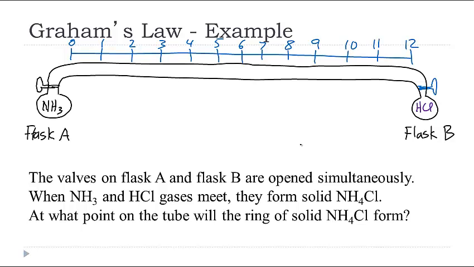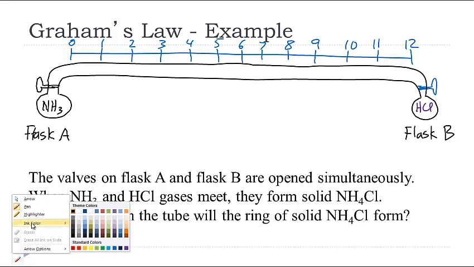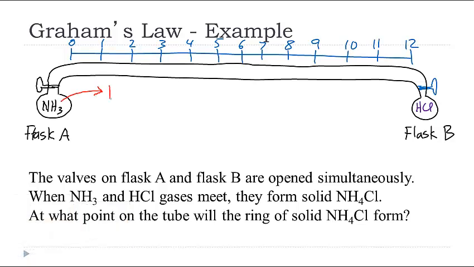Which one of these two gases is going to diffuse faster? We have 17 grams per mole versus 36.5 grams per mole. So ammonia is going to diffuse faster. So ammonia is going to move past 6, and they're going to meet up somewhere to the right of the middle.